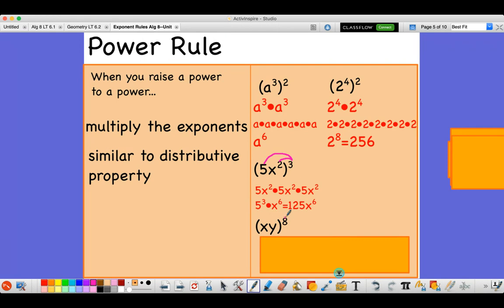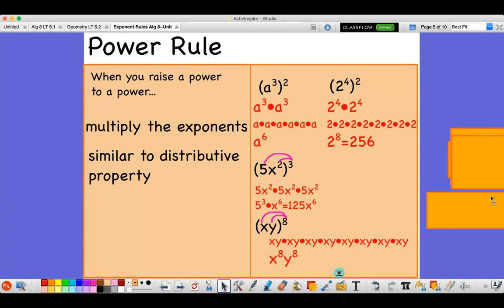Similarly for xy in parentheses to the eighth power, that x and y are both being taken to the eighth power. So that looks like xy times xy times xy 8 times. So you end up with x to the eighth power, y to the eighth power.